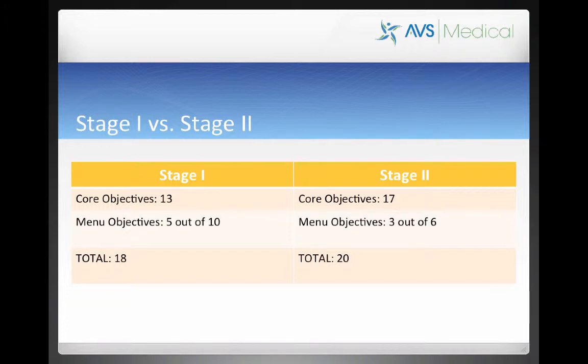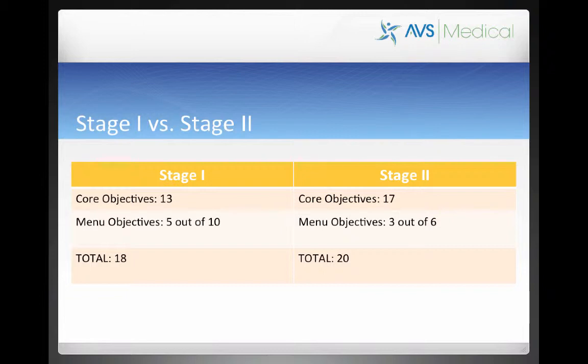So let's take a quick look at the differences between stage 1 and stage 2. In stage 1, you had to do a total of 13 core objectives and then choose 5 out of a possible 10 menu objectives to report on for a total of 18 objectives for the year.